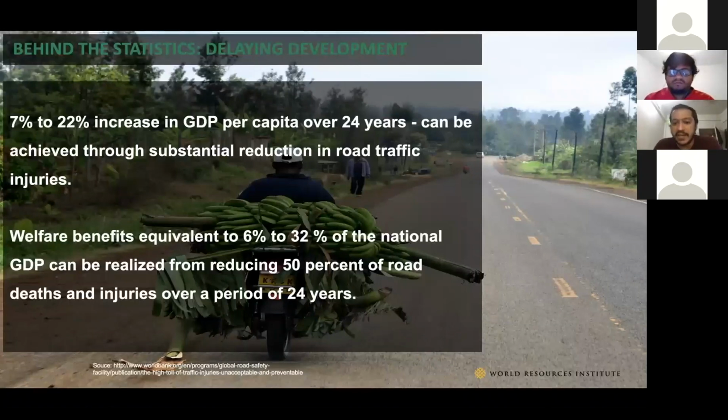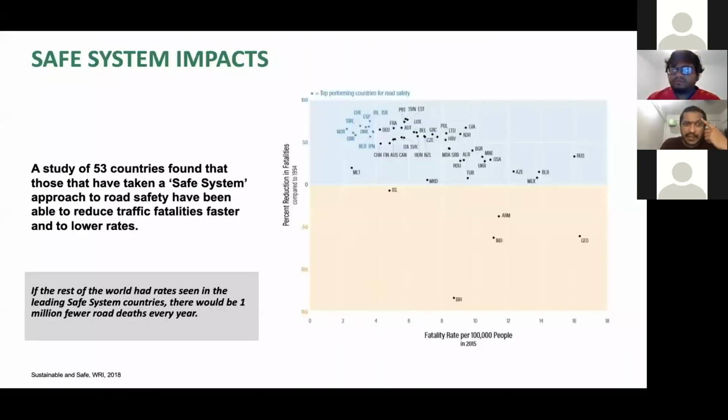There are studies in India that say accidents are costing 3% of our GDP indirectly. This is a study the World Bank did many years ago of about 120, 130 countries, which talks about the potential increase in GDP per capita that could have been achieved through substantial reduction in injuries. So it's clear that we need to act, and there is enough evidence in developing countries of using what we are calling the safe systems approach that has shown results.